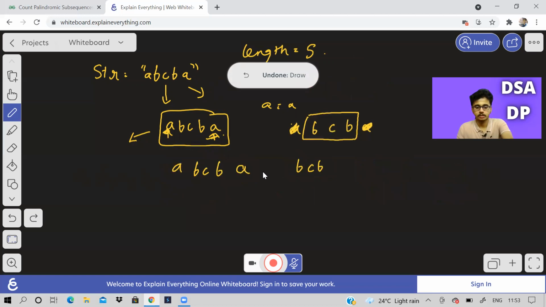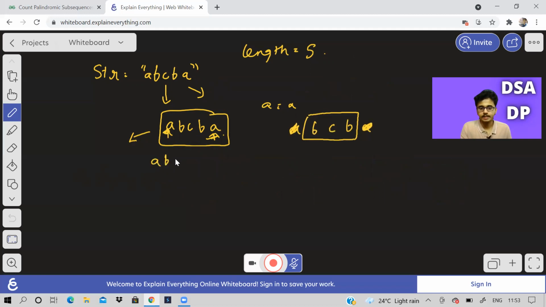Suppose I consider A, B, C, B, A only. I forget the last character and I consider A, B, C, B. I forget the last, not A, B, C, B, A, B, C, B. Only the first 4 characters I take. Okay. How many subsequences are possible? A, B, C, B, B, B, and B, C, B. The palindromic subsequences only we should concentrate on, not all. Okay, so here 6 are possible, correct?